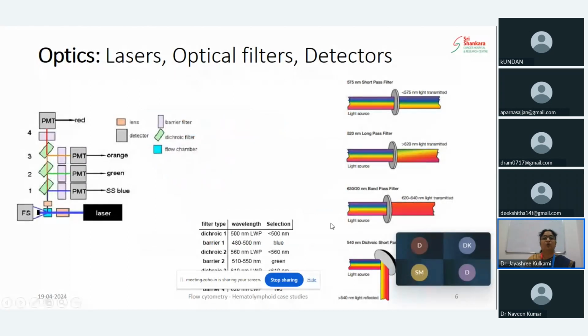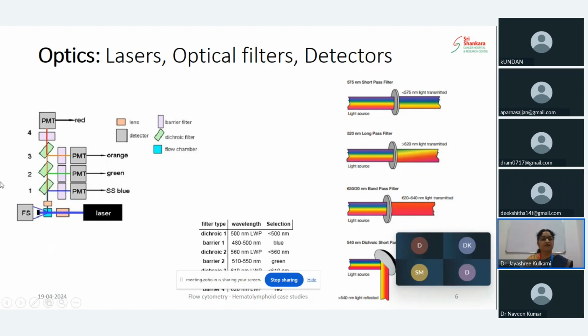Now, when the laser light is passed through that single stream of cells, some of the light will pass forward. That is known as the forward scatter. So when the light is passed through the cell, it will give you information about the size of the cell.